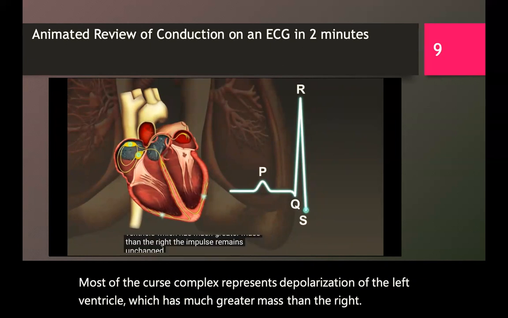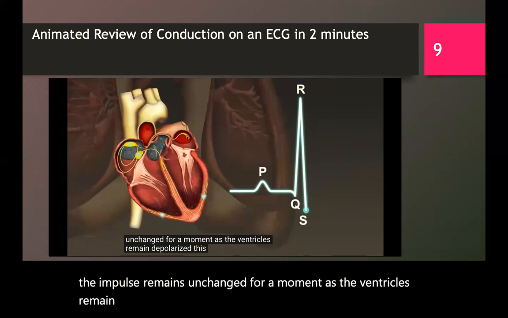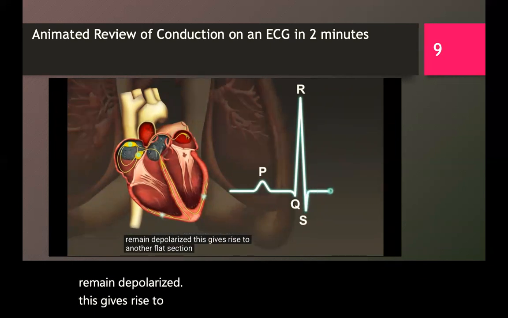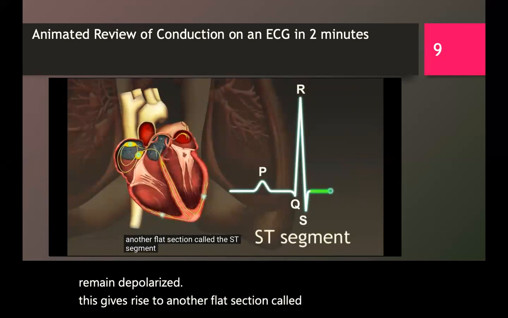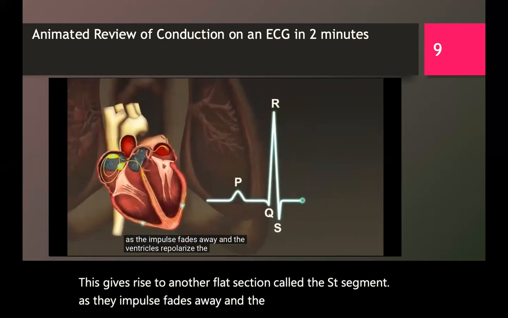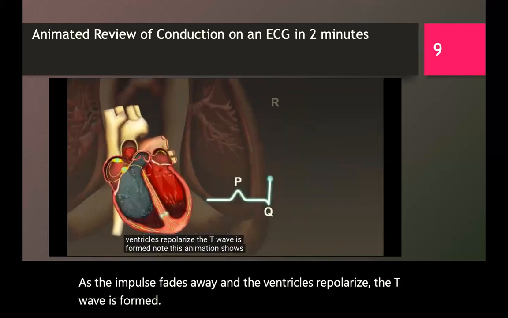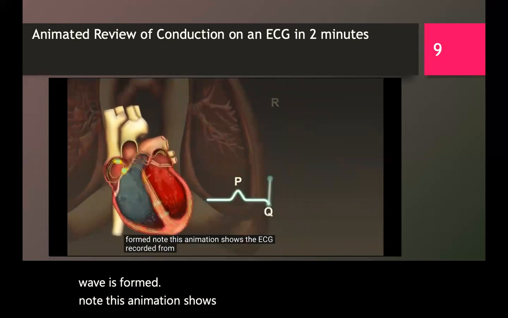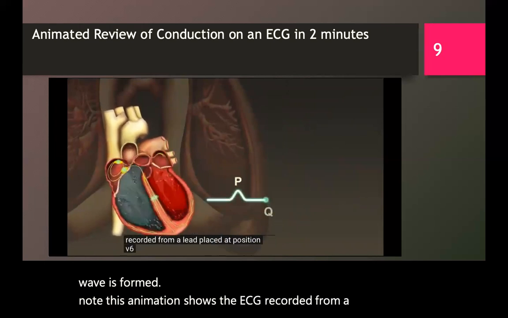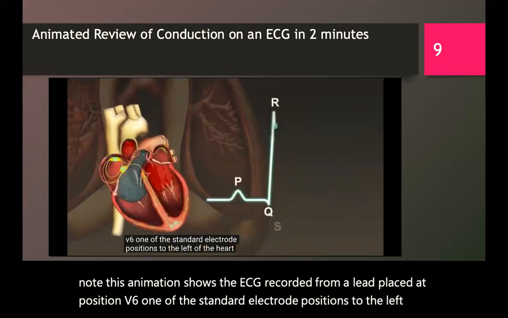The impulse remains unchanged for a moment as the ventricles remain depolarized. This gives rise to another flat section called the ST segment. As the impulse fades away and the ventricles repolarize, the T wave is formed. Note, this animation shows the ECG recorded from a lead placed at position V6, one of the standard electrode positions to the left of the heart.